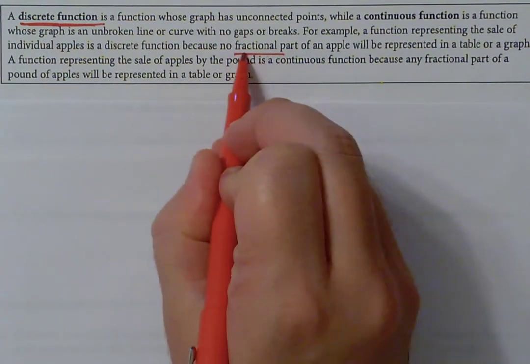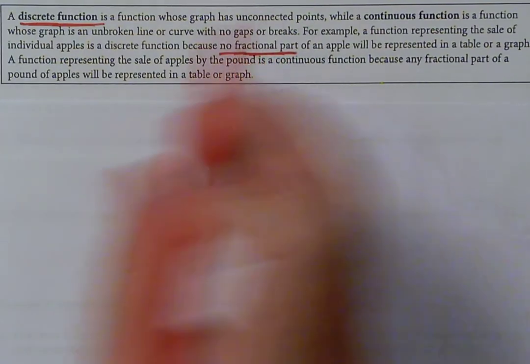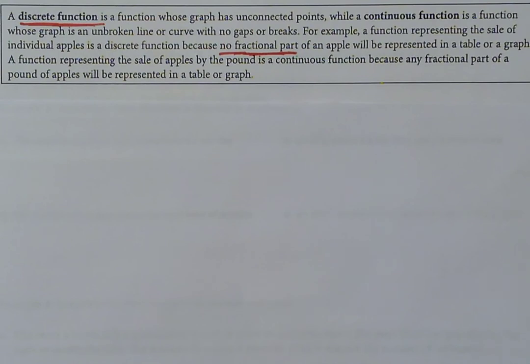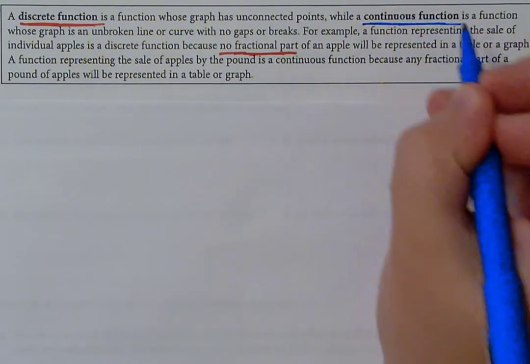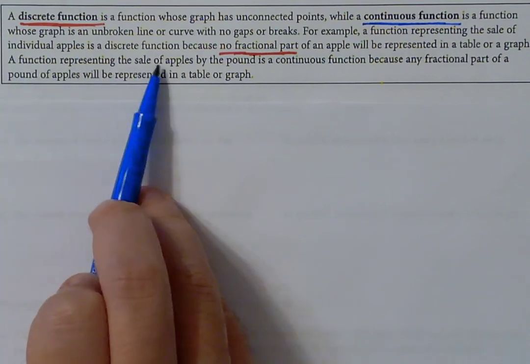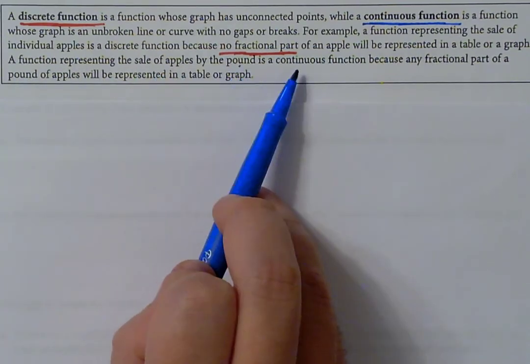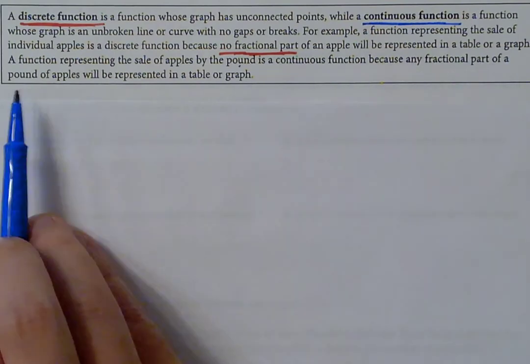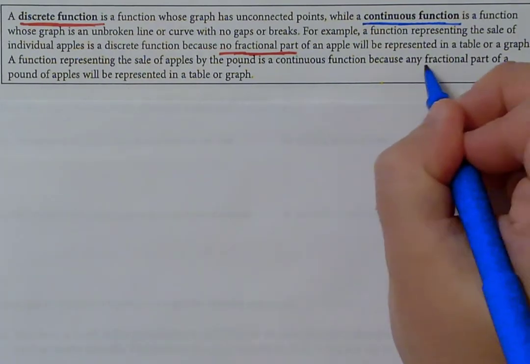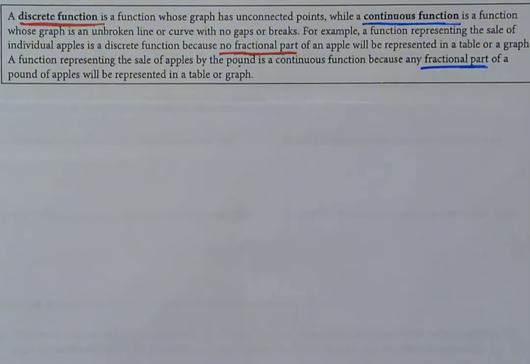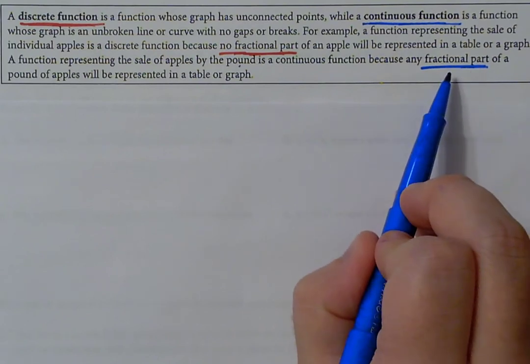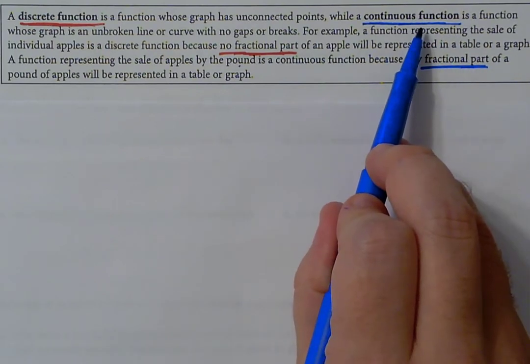Because you cannot have a fractional part. So anytime that you cannot have a fractional part, that refers to it being discrete. Now, continuous is when you can. So a function representing the sale of apples by the pound is a continuous function because any fractional part of a pound can be represented. So anytime that you can have a fractional part of something, okay, I can have a full pound, I can have 2 pounds, 3 pounds, but I can also have half a pound, 3/4 of a pound, and so on. So because I can have a fractional part, that means my graph is a continuous function.